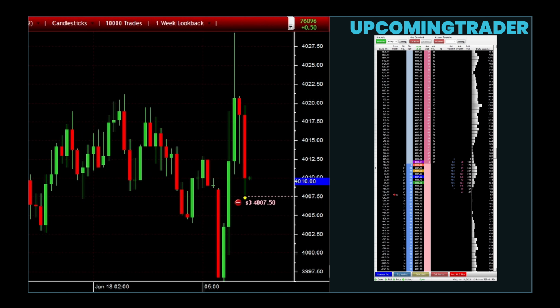Flags are often seen as slightly sloping rectangles that move against the prevailing trend, either down in a bullish market or up in a bearish market. A flag's tight consolidation represents a minor pullback before the original trend resumes. Pennants are similar, but instead of moving as a rectangular channel, they form a small triangular consolidation. This triangular shape occurs because the trading range narrows as traders wait for a clearer signal.